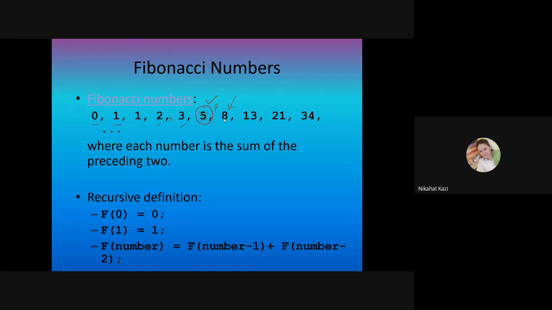Now, what is the relationship? First, we should know that the first two numbers are 0 and 1. So I say f of 0 is 0 and f of 1 is 1. What is the recursive formula for this? It will naturally be n minus 1 plus n minus 2. If I want to find f of n, it will definitely be f of n minus 1 plus f of n minus 2.